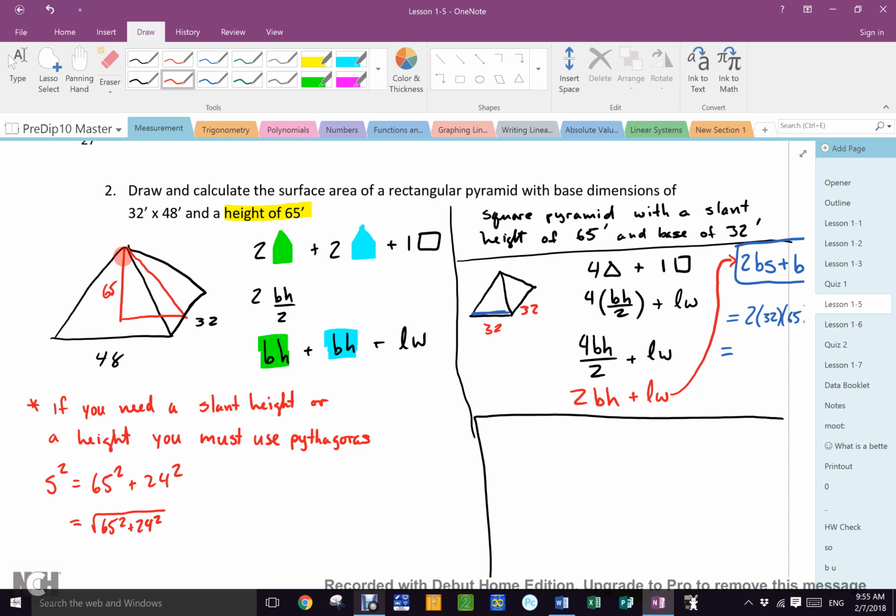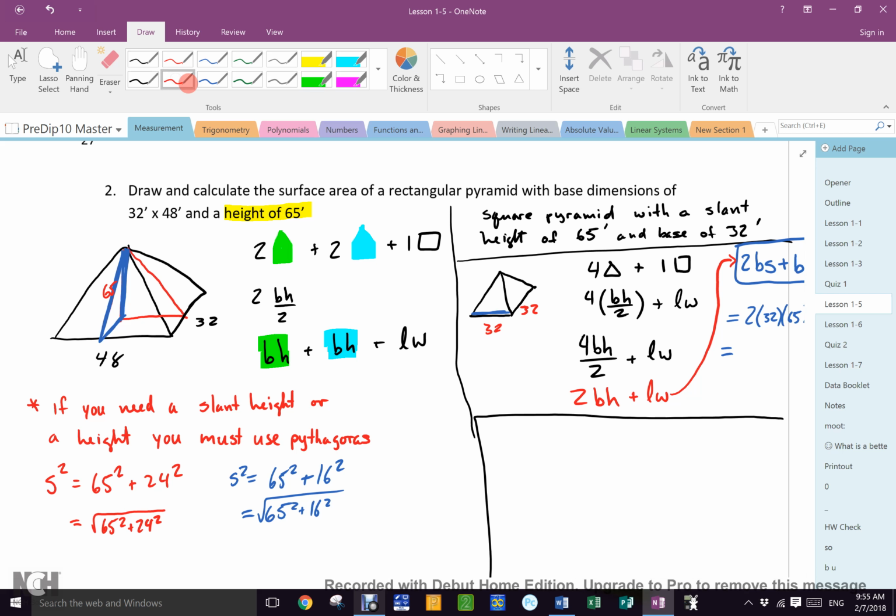What is the blue slant height? Is this still 65? What's this? What is it? 16 squared. So the blue slant height is the square root of 65 squared plus 16 squared. Yes?